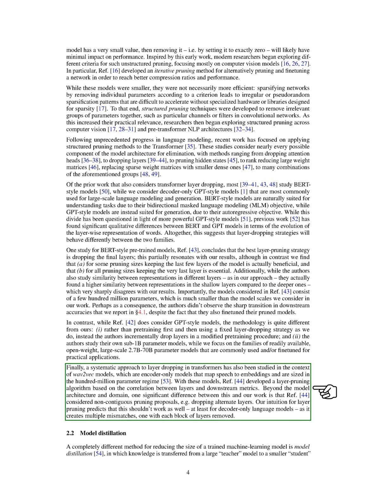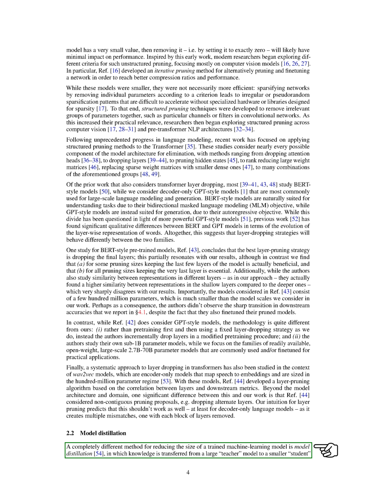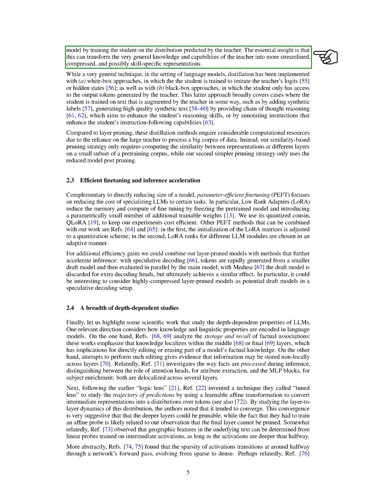Section: Model distillation. In this section, we explore a different technique called model distillation to reduce the size of a trained machine learning model. This method involves transferring knowledge from a large teacher model to a smaller student model by training the student based on the teacher's predictions. The key idea is to transform the broad knowledge of the teacher into more concise and possibly task-specific representations.